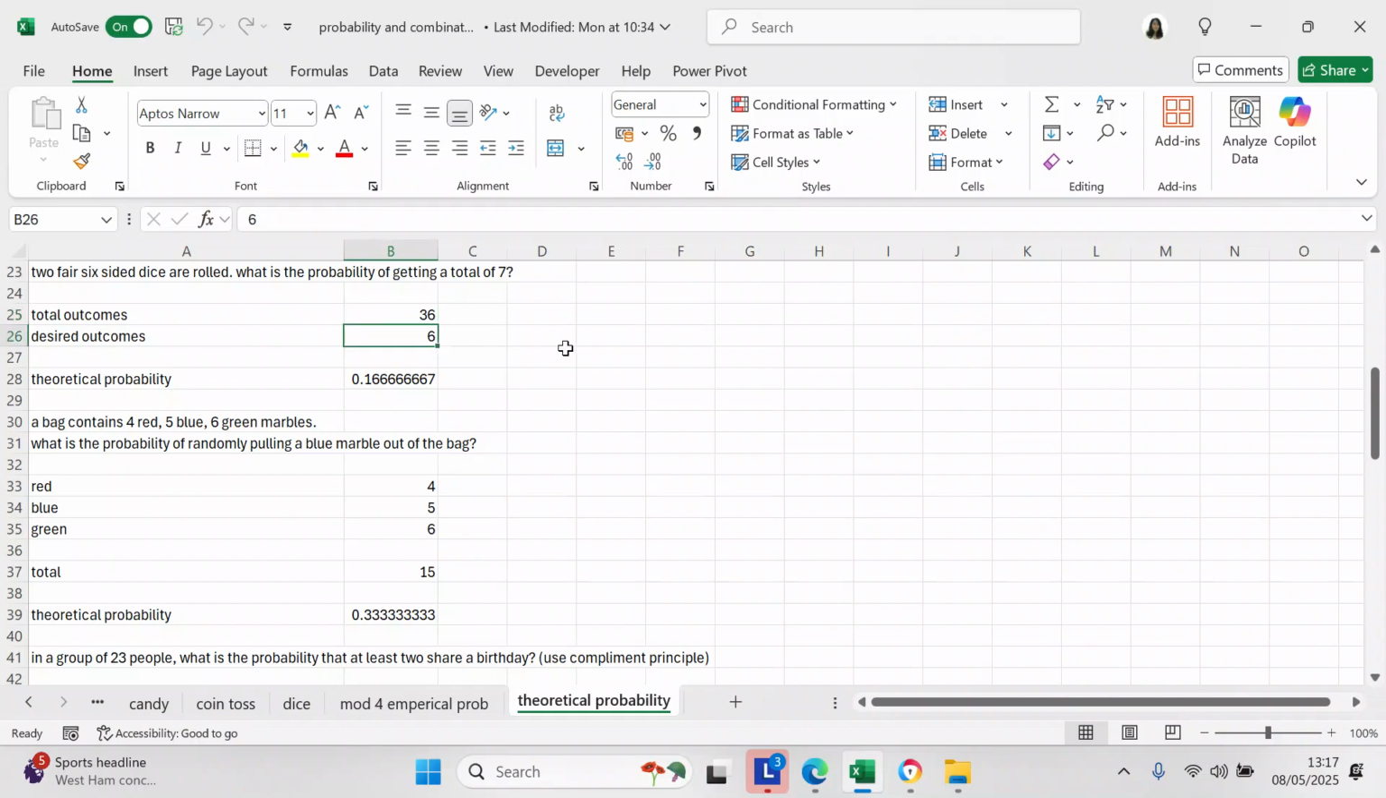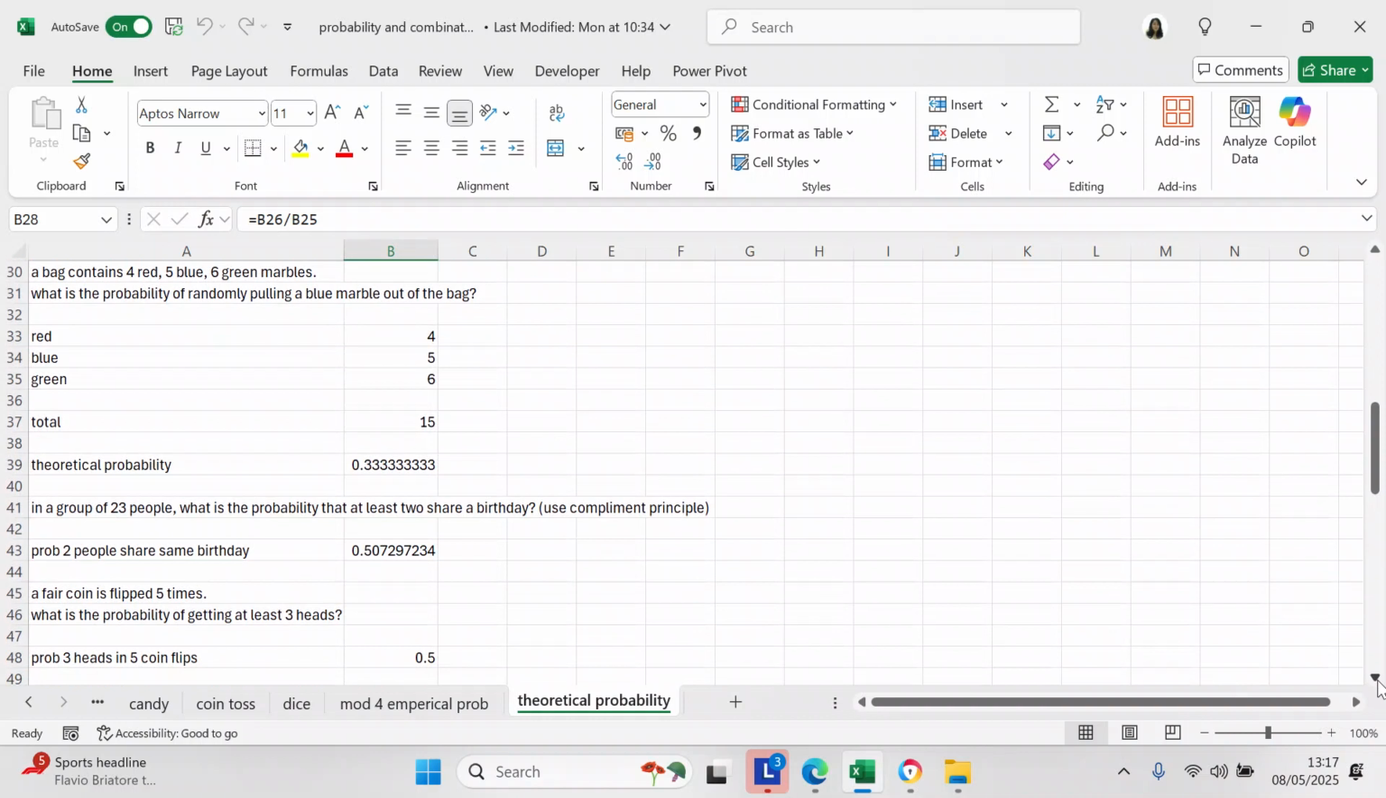But the desired outcomes is going to be 1 plus 6 is 7, 2 plus 5 is 7, 3 plus 4 is 7, 4 plus 3 is 7, 5 plus 2 is 7, and 6 plus 1 is 7. So you're going to have 6 desired outcomes. So the theoretical probability is going to be 6 divided by 36, which is 0.166667, or 16.67%, and that's going to be B26 divided by B25.